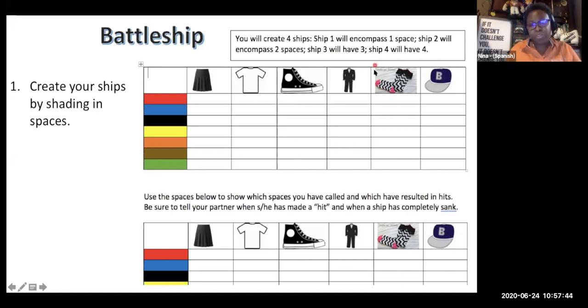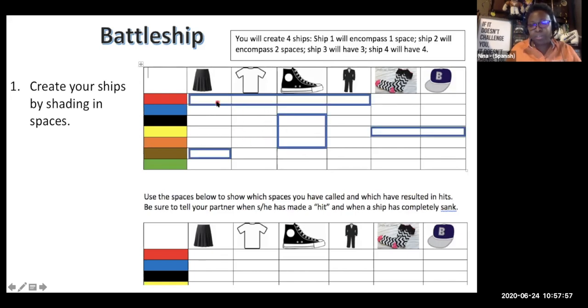The only rule for the ships is that they can't be diagonal or crash. If I wanted to make four spaces, I would pick any four spaces that go together. So let's say I chose these four, then I would draw my ship there. This is my four: one, two, three, four spaces. Then three, two, and one. So I have my spaces, right?